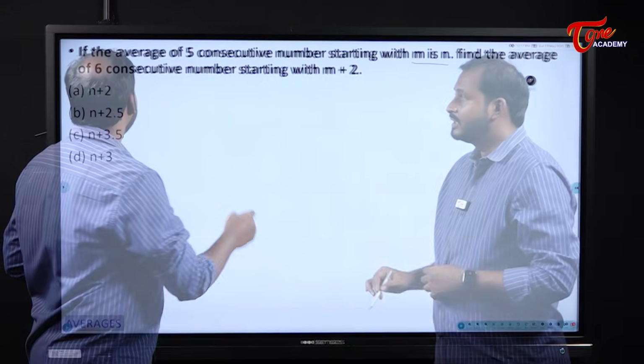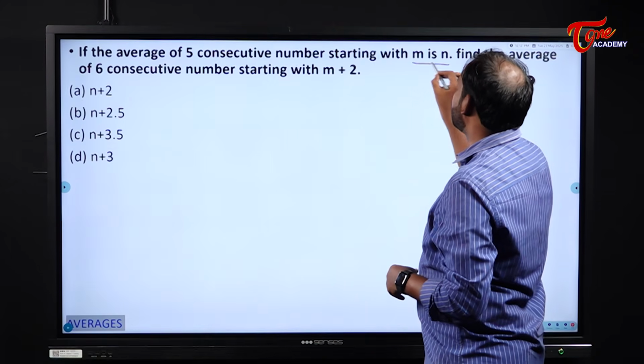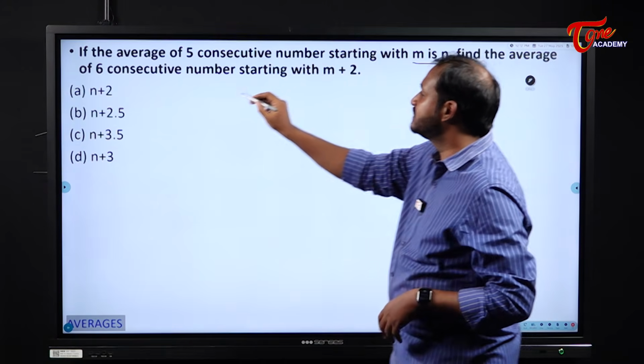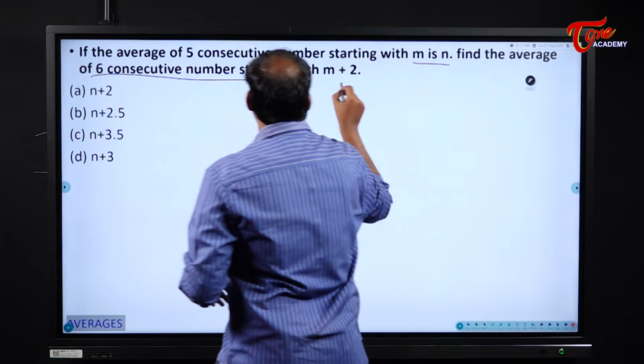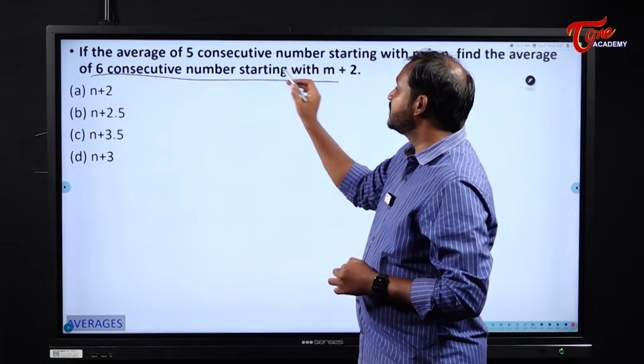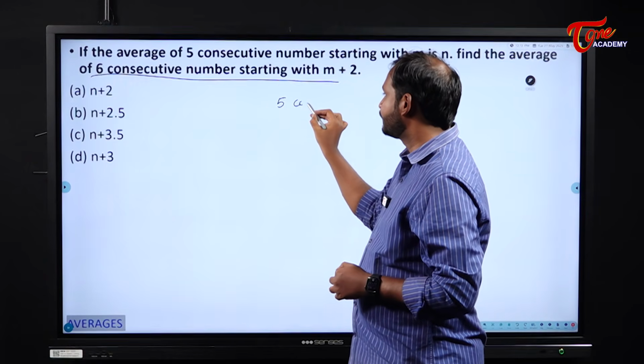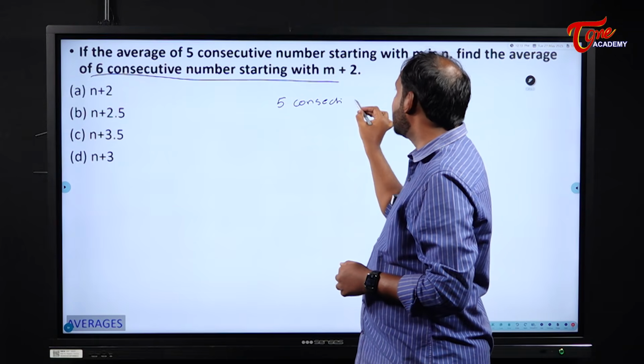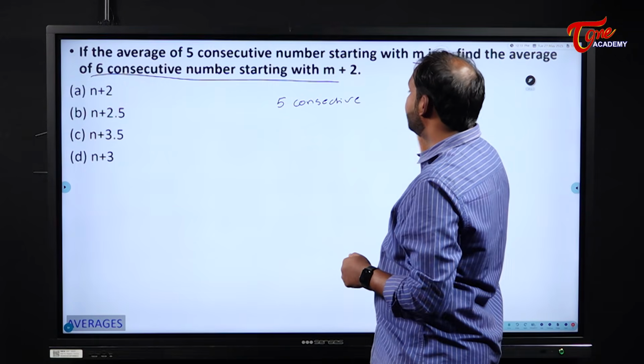Okay, now see here. The average of 5 consecutive numbers starting with m is n. Find the average of 6 consecutive numbers starting with m plus 2. Now see here, students. Average of 5 consecutive numbers. Consecutive numbers. What are they telling? Starting with m is n.